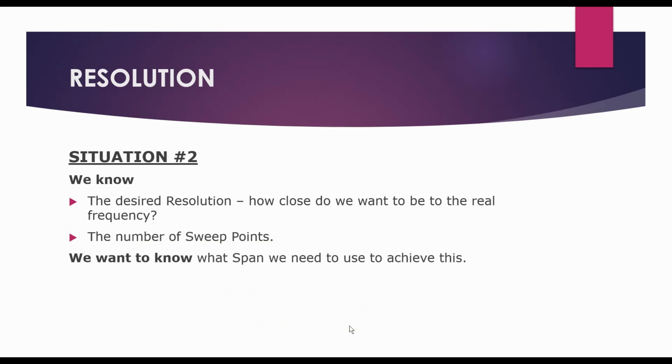Well, there's another kind of situation. We know the desired resolution. We know how close we want to be to the real frequency. And again, we know the sweep points because we're standalone. It's 112. There you go. And so what we want to do is know how to set up our RF Explorer so that we can get the resolution we want. And that is done through determining what the span needs to be for that particular measurement.